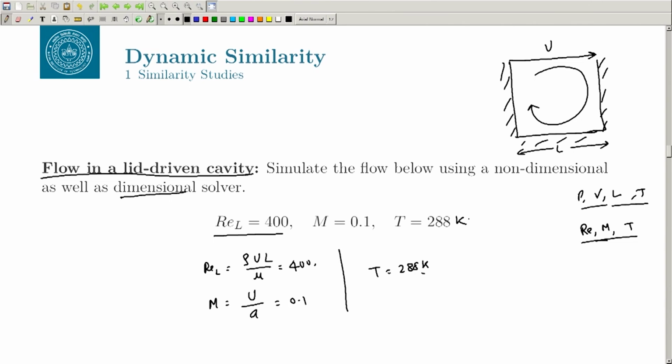Now, if you want to solve this problem using a non-dimensional solver, you have all the numbers given. What you need to do is just set up the problem with the boundary conditions, give the no slip boundary conditions everywhere. For the top lid you just give the velocity, which in the non-dimensional solver will be equal to 1, because you are non-dimensionalizing with respect to the velocity that is moving, and then just set up the Reynolds number and Mach number. But let us say you want to solve it using the dimensional solver, then you need to find out your values of P, V, L, T and also rho. So, how do you do that?